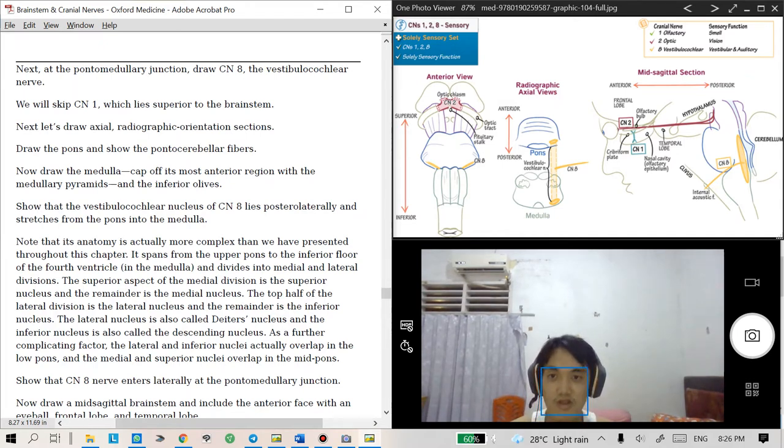Note that its anatomy is actually more complex than we have presented throughout this chapter. It spans from the upper pons to the inferior floor of the fourth ventricle in the medulla oblongata and divides into medial and lateral divisions. The superior aspect of the medial division is the superior nucleus and the remainder is the medial nucleus. The top half of the lateral division is the lateral nucleus and the remainder is the inferior nucleus. The lateral nucleus is also called Deiters' nucleus and the inferior nucleus is also called the descending nucleus. Medial: superior, medial. Lateral: inferior, and lateral.